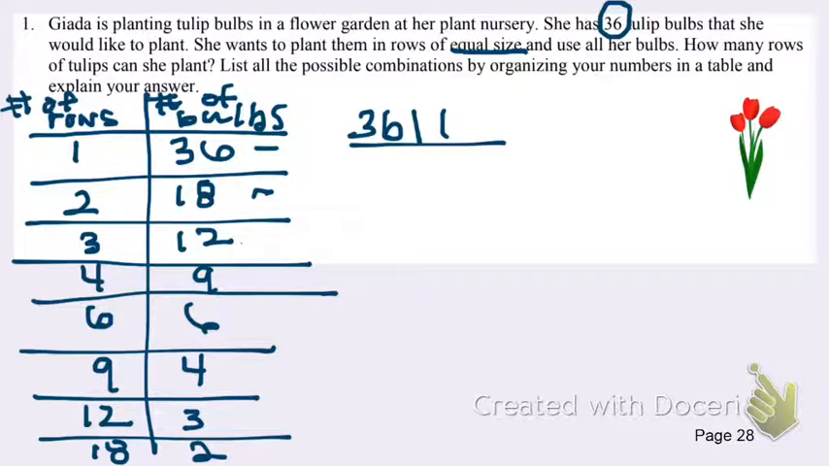So let's reread our question. Our question states, how many rows of tulips can she plant? List all the possible combinations. So we did that. Now, by organizing your numbers in a table and explain your answer. So we did that, but up here it says she wants equal sizes and use all of her bulbs. So which one has equal? Equal number of rows and equal number of bulbs.